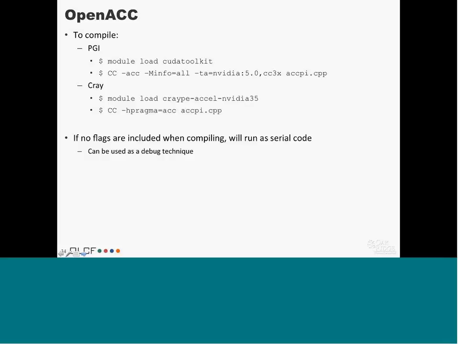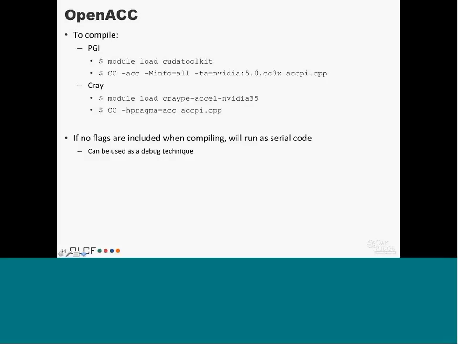ACC code is very straightforward. You can compile it with the PGI compiler. You just go to the CUDA toolkit, and you want to make sure you go with the capital CC compiler. You'll just use the -acc flag. There are other flags available to give you more information about how the compiler is accelerating your code or targeting different platforms, etc. But you really need to make sure you have the -acc flag.